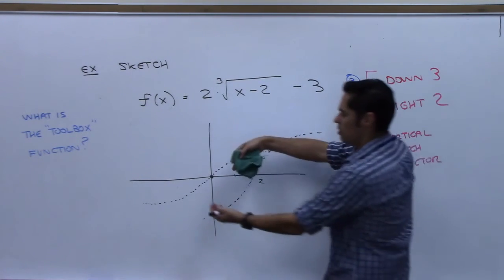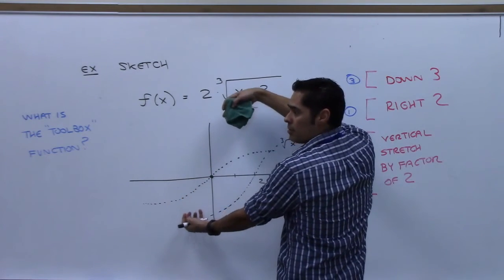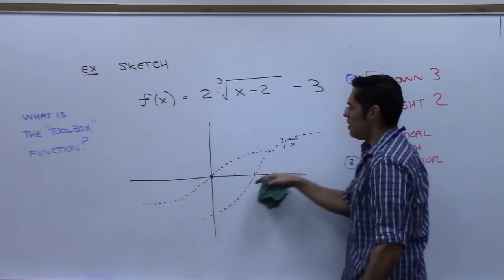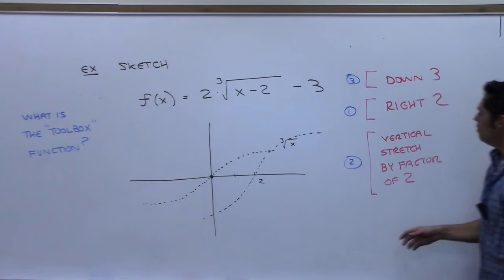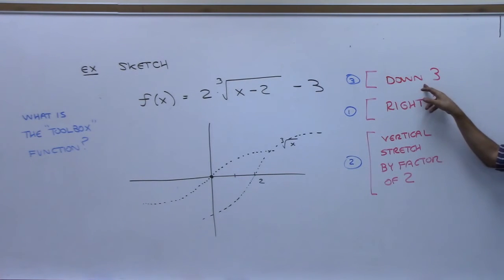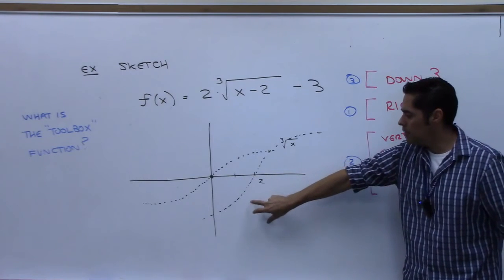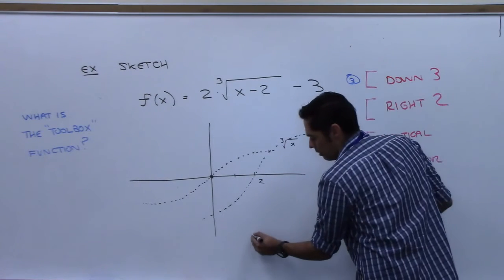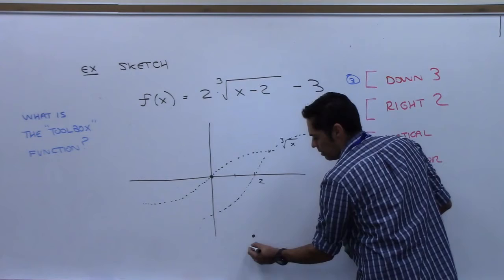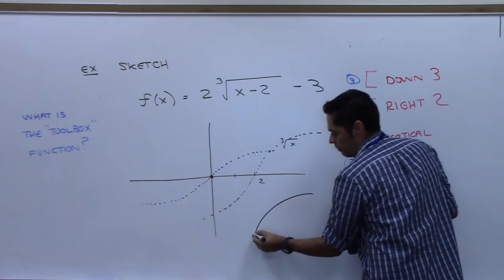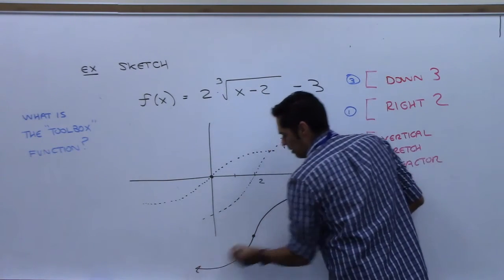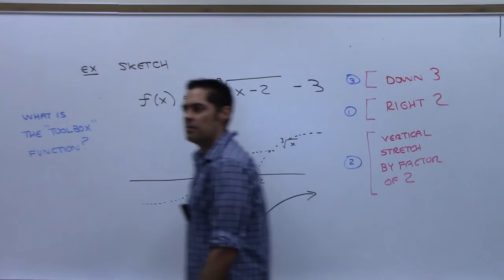I've taken this picture and I've stretched it out like this. So there, I moved it to the right 2 and I've stretched it. And now, down 3. So take this dotted picture and just move it down 3. 1, 2, 3, and that puts you right here. And now draw it nice and solid like that. That would be good enough on the test.